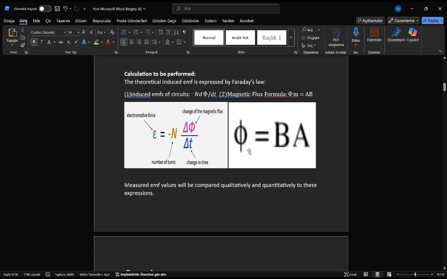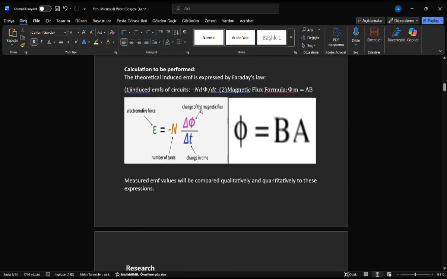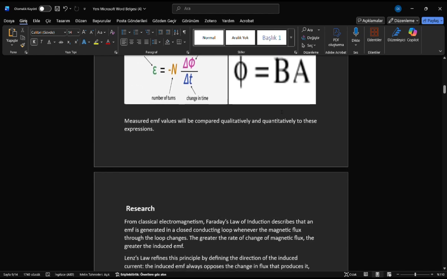Alright, now I'm gonna show you my data. Before my data, I'm gonna show you the formulas that I used. Here is the electromotive force, and here is the number of turns and the change in the magnetic flux by time. The other formula for calculating the magnetic flux we didn't actually use, because the area and the magnetic field magnitude, actually the magnet's field, was not changing.